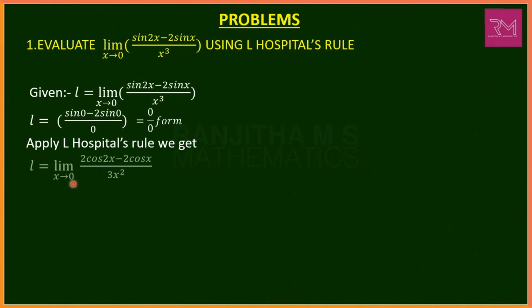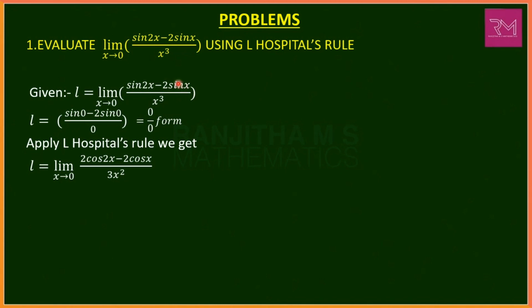Here, differentiating numerator and denominator separately, we get L is equal to limit of the differentiation of sin 2x, which is 2 into cos 2x, minus 2 into the differentiation of sin x, which is cos x, divided by the differentiation of x cube, which is 3 into x square.